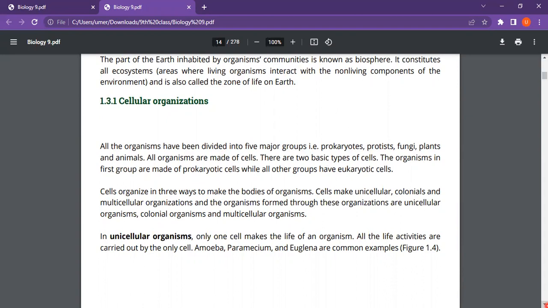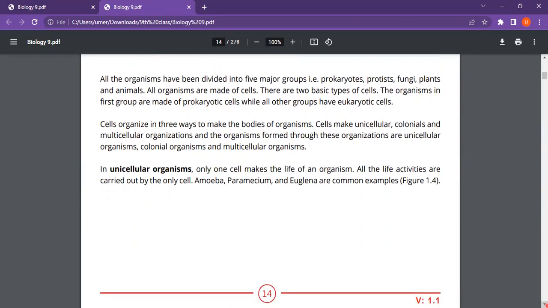In a unicellular organism, only one cell makes up the life of an organism. All the life activities are carried out by that single cell. Amoeba and Euglena are common examples.